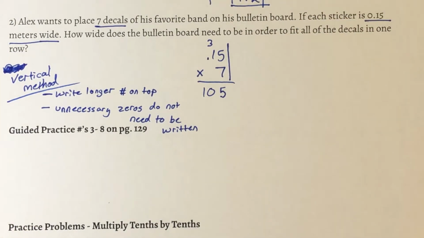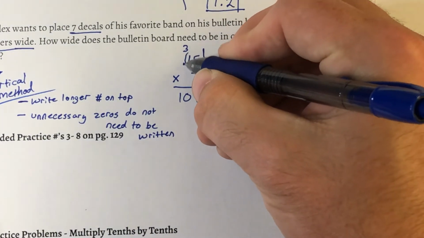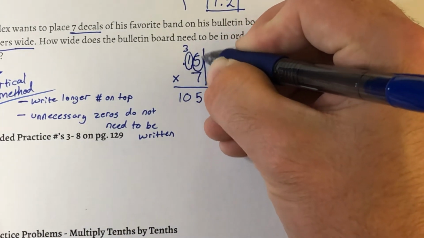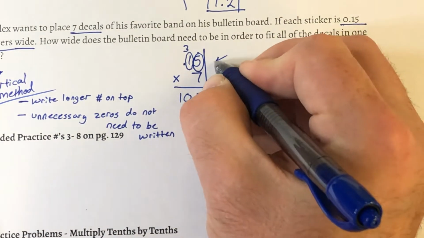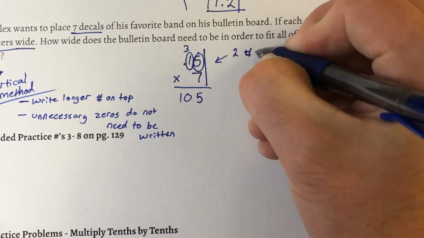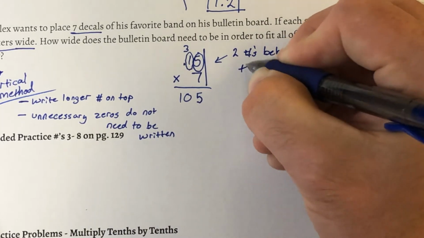Now you have to figure out, where does your decimal go? Do you bring it straight down? Do you count? You have to count. You do not just bring it down. So 1 is behind the decimal. 5 is behind the decimal. The 7 is not behind a decimal. So how many numbers are behind the decimal? We have 2 numbers behind the decimal.